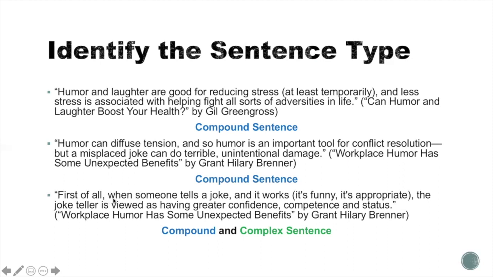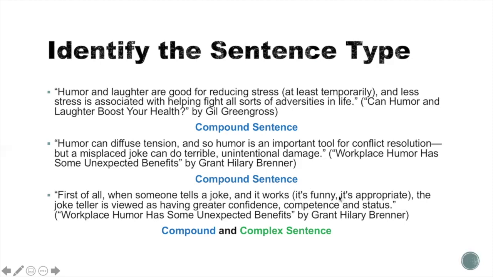So if I take out the word when, which is that complex word, there's a little simple sentence here. Someone tells a joke, right? Someone's doing something. And so we can take away this comma, place a period instead, and delete the word and. Someone tells a joke, that's our first simple sentence. It works, that's our second simple sentence. And I know it doesn't seem like a complete sentence because it's kind of boring, right? It's very simple, but we're saying the joke works, and that's a complete idea. It works, period. It's funny, that's also another complete idea.